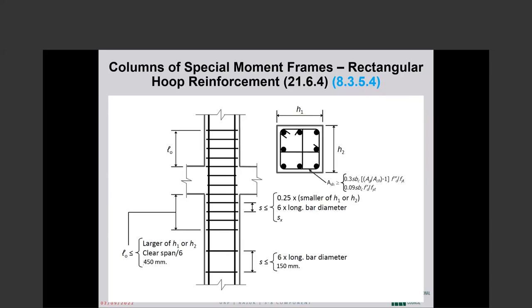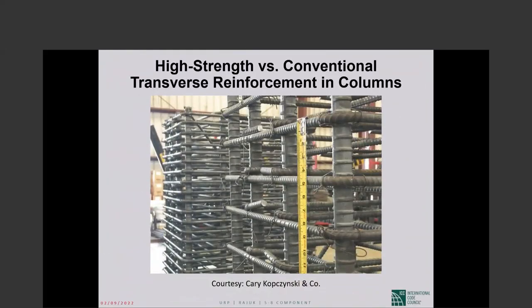It gives us smaller columns, frees up rentable space. Anyway, high strength concrete and high strength reinforcement go hand in hand. Okay, you cannot utilize one without the other. So let me show you in graphic terms. This is a cage for an actual building. This is Gary Kupczynski's office in Seattle. Gary gave me the slide.